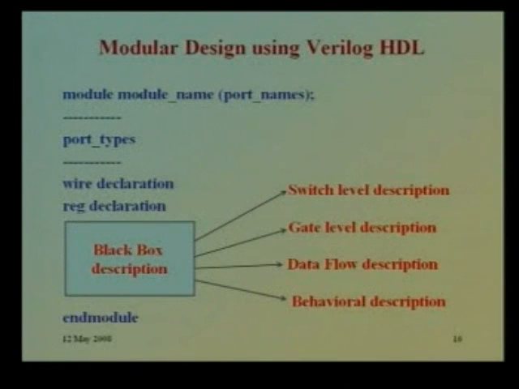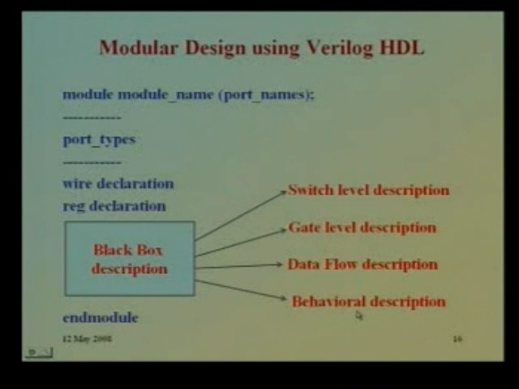Now you come to the black box design. For describing the black box design, we have four abstract levels: switch level descriptions, gate level descriptions, data flow descriptions, and behavioral descriptions. The highest abstract level is behavioral description, and the lowest level is switch level description. So we will start from the lowest to the highest: switch level, gate level, data flow, behavioral.